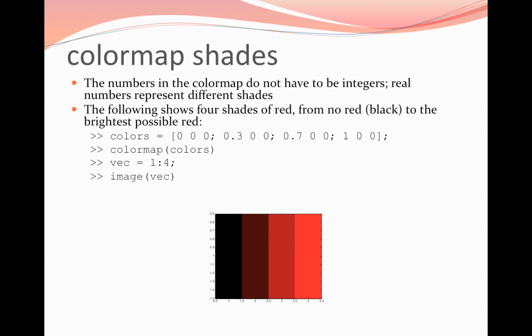If I pass that to the colormap function, then that becomes the current color map. And then I created a vector that has the integers 1, 2, 3, 4. So when we display that as the image, we're seeing the 4 colors from our color map. First black, and then it's kind of a dark brown, and then a dark red, and then the brightest possible red is the 4th color.